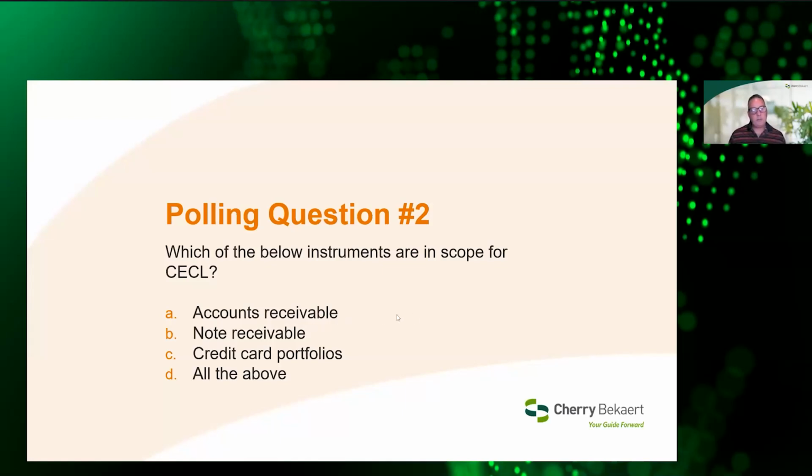Okay, polling question 2. Which of the below instruments are in scope for CECL? We've got AR, notes receivable, credit card portfolios, or all of the above. This should also be a pretty easy question for most of the participants. Okay, not quite a 94%, but yes, all of the above, that is correct.